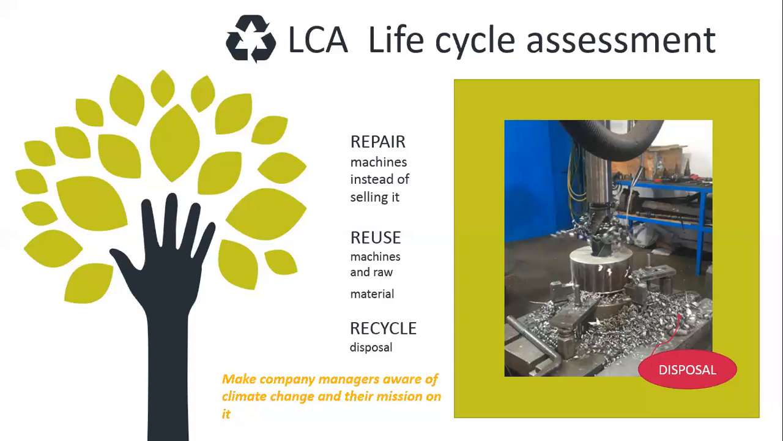They don't recycle. So it could be a good option to recycle this disposal and with a heat produce a new raw material, so they can work with. So they can repair machines also instead of selling it when the machine goes down. Reuse the machines and raw material, as I said, and recycle the disposal. If they don't want to use the same disposal, they can also sell it to another company that can use it.